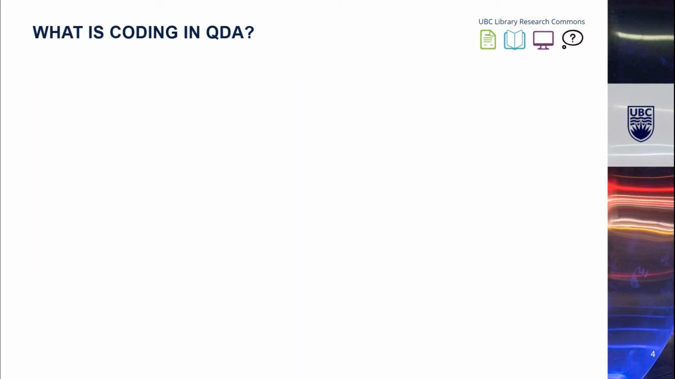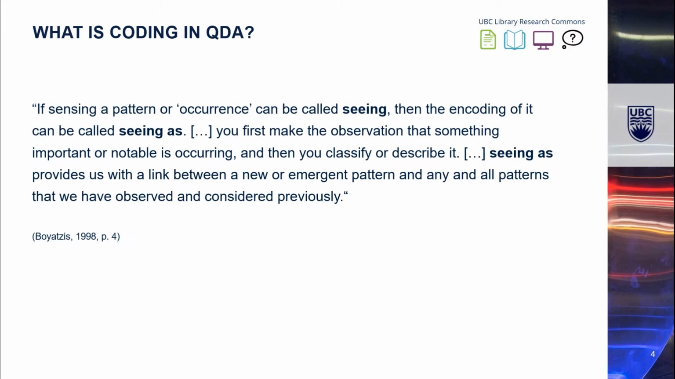A really useful point that Boyatzis made in his book about the qualitative method thematic analysis highlights that coding goes beyond sorting, filing, and labeling. It is a way of seeing. When we review qualitative data, we sense patterns or occurrences, what he calls seeing. But then encoding those patterns, classifying, or describing them is seeing as. Through seeing as, or coding, we link new or emergent patterns with patterns that we observed and considered previously.